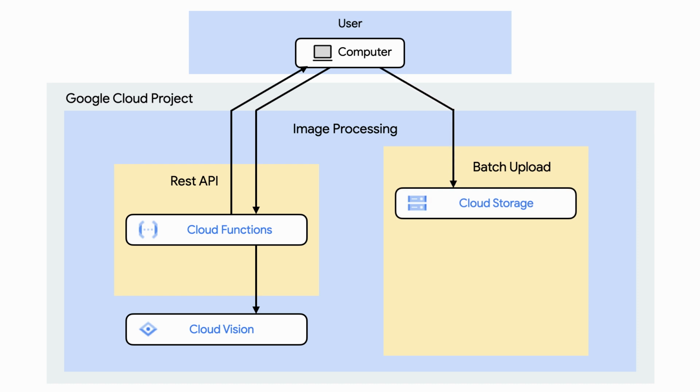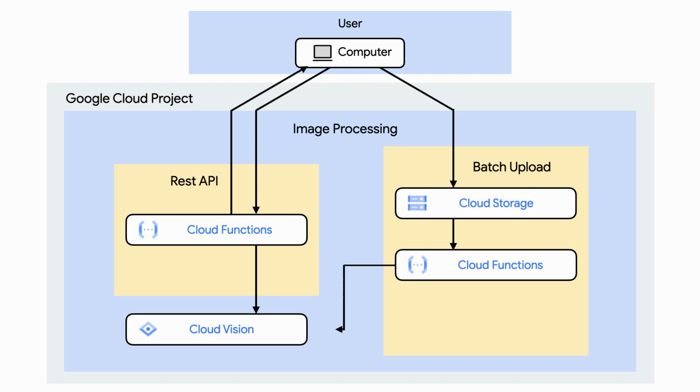When using the image processing service through cloud storage, to start, a user uploads images to an input cloud storage bucket. This upload event triggers a Cloud Function. The Cloud Function then calls the Cloud Vision API to analyze and annotate the image. And lastly, the Cloud Function stores the resulting prediction and annotation for the image in cloud storage.